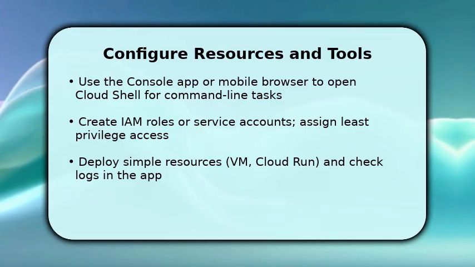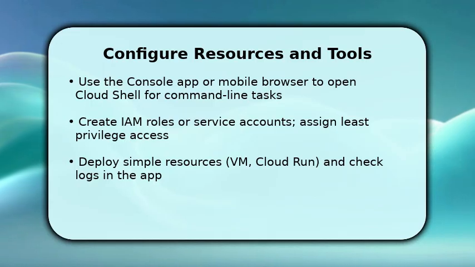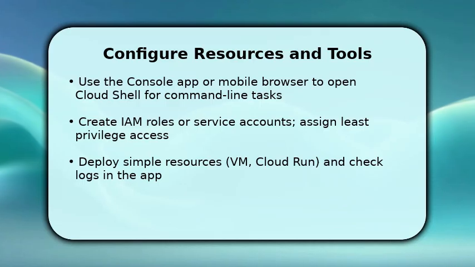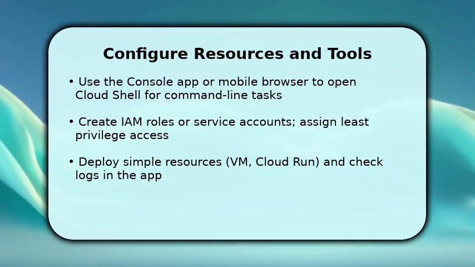Create a service account for automation and grant only the roles it needs. Least privilege reduces risk. Deploy a small test workload such as Cloud Run or a Compute Engine VM and watch logs. Once you see successful start messages, note resource names and endpoints. These make further steps faster and debugging simpler.